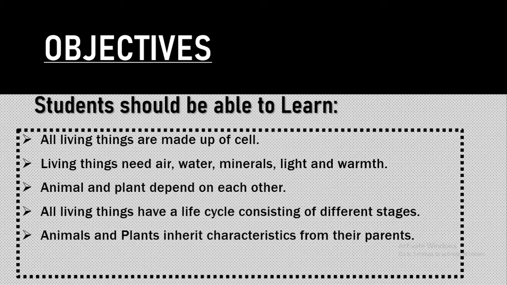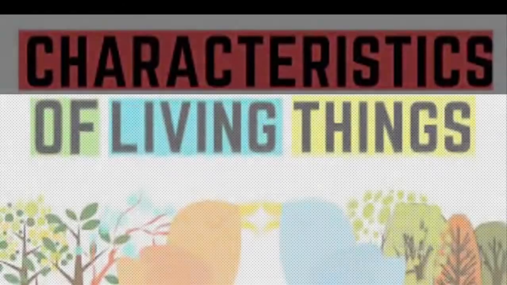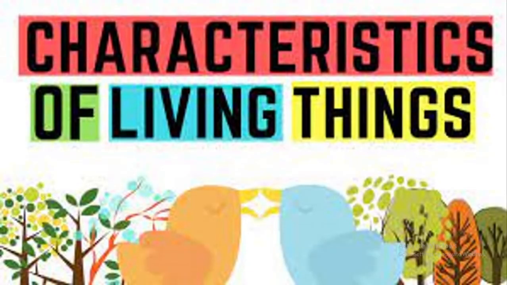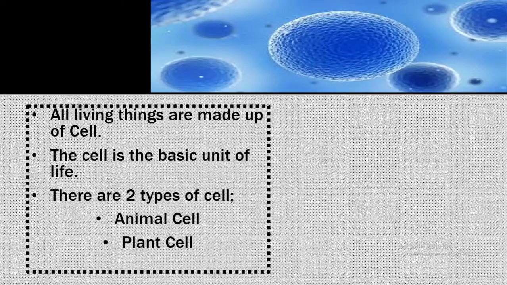So, all living things are made up of cells. What are the basic needs of living things? Air, water, minerals, light, and warmth. Animals and plants depend on each other. All living things have a life cycle consisting of different stages. Animals and plants inherit characteristics from their parents. So, what are the characteristics of living things?